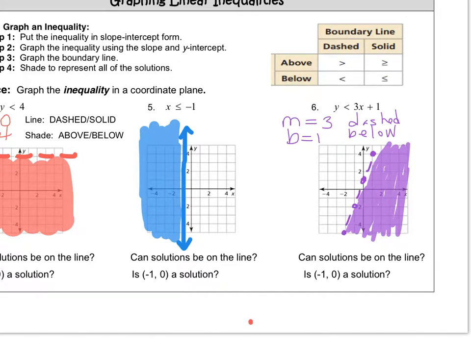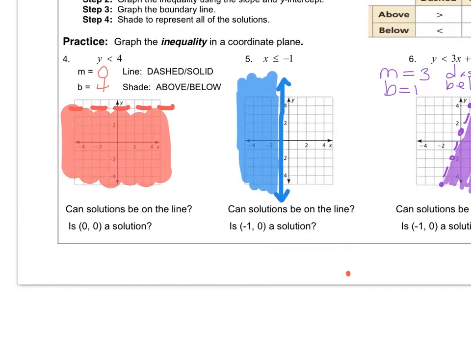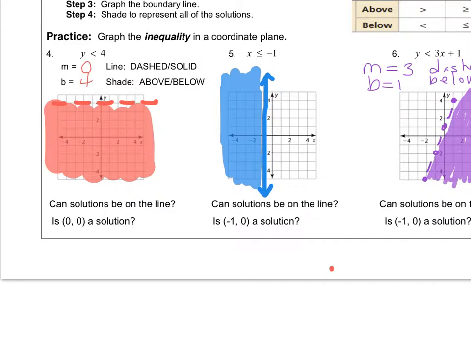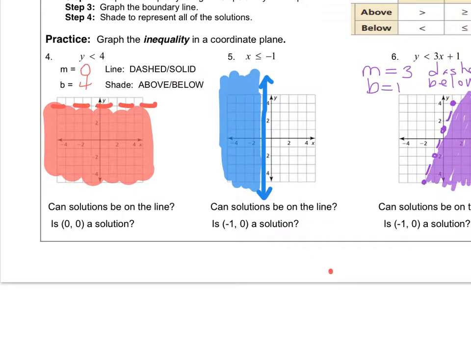Okay, so as soon as you found your slope and your intercept and figured out that it was going to be a dashed line and we were going to shade below, then I just graphed my line and did my shading. Now let's look at these 3 questions at the bottom. Looking at the bottom of number 4, the question it's asking is, can solutions be on the line? We've got a dashed line. Dashed means it's not included. So no, solutions cannot be on the line. That's the whole definition of a dashed line.